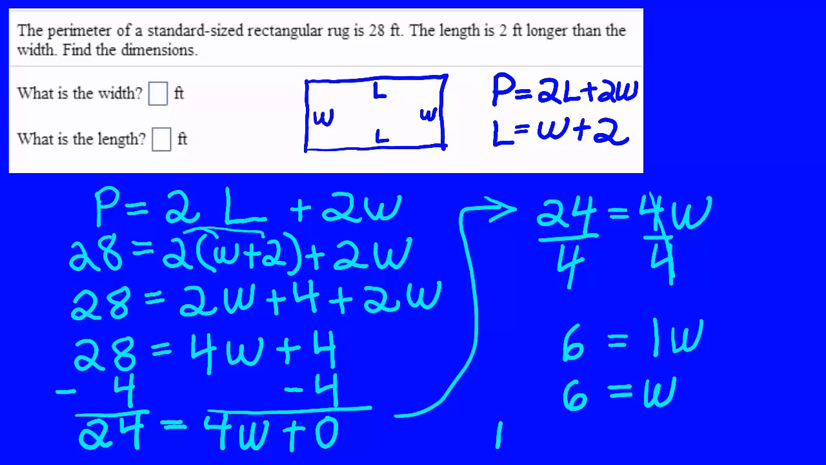I now know that the width is 6 feet. The length is 2 feet longer than the width, so the length is going to be 6 plus 2, which is 8. And I write my answers up there in the answer boxes.